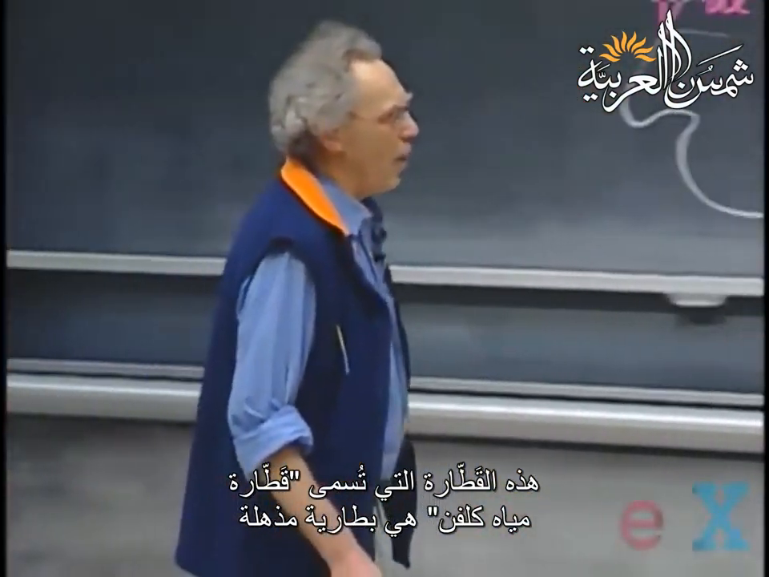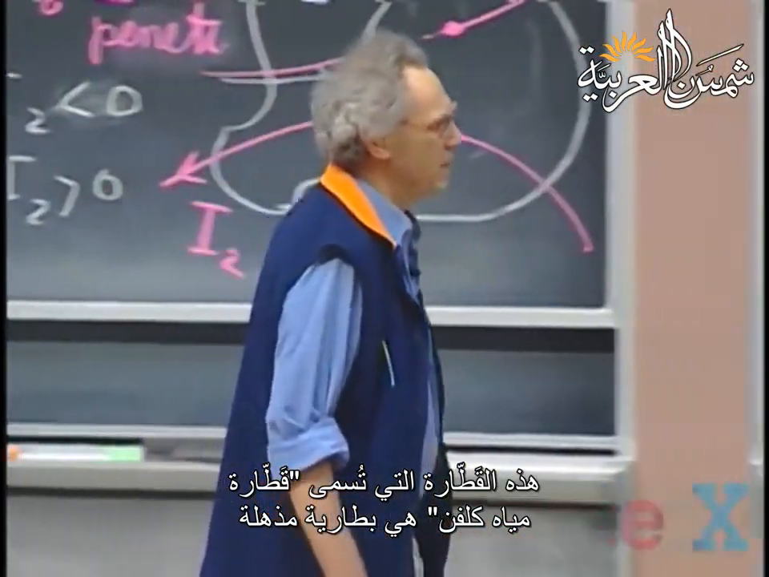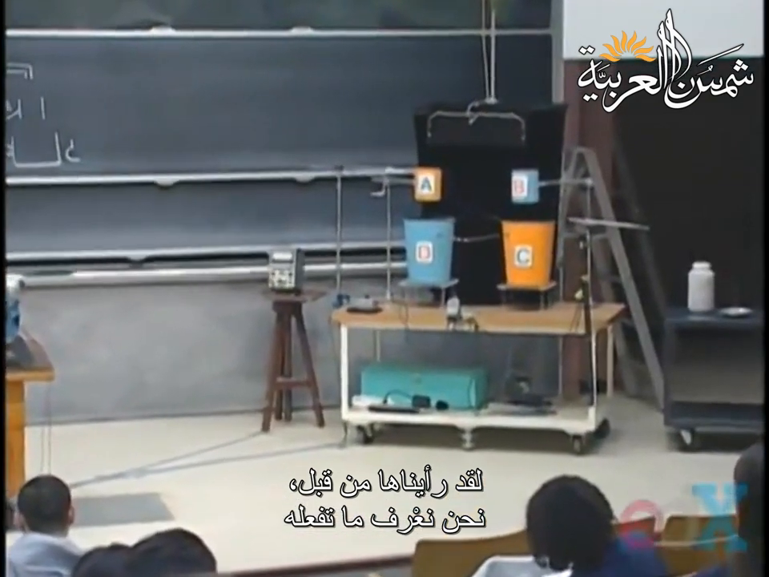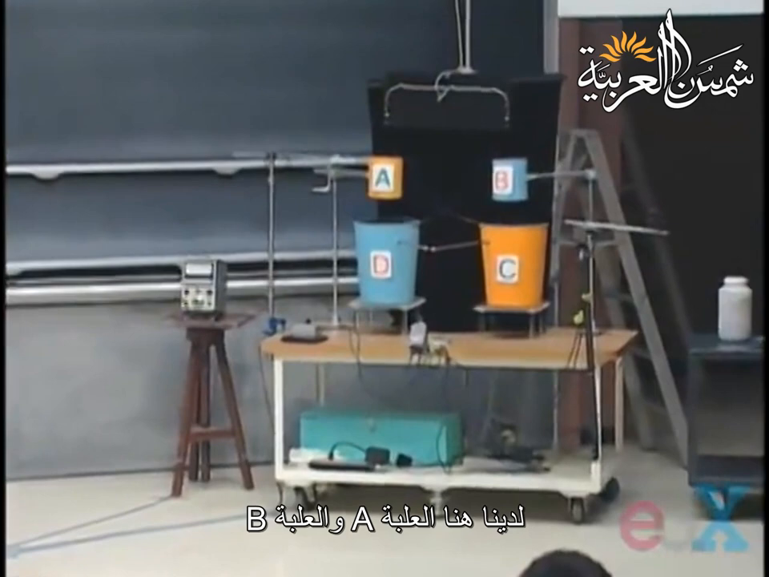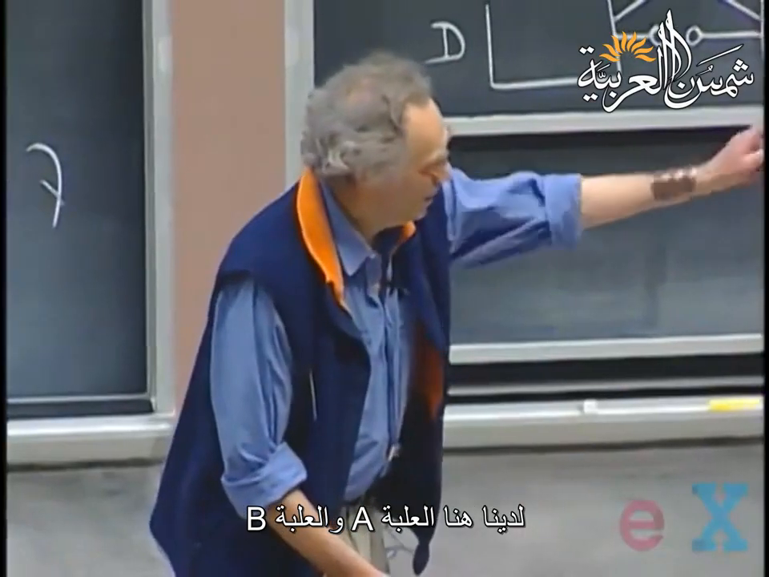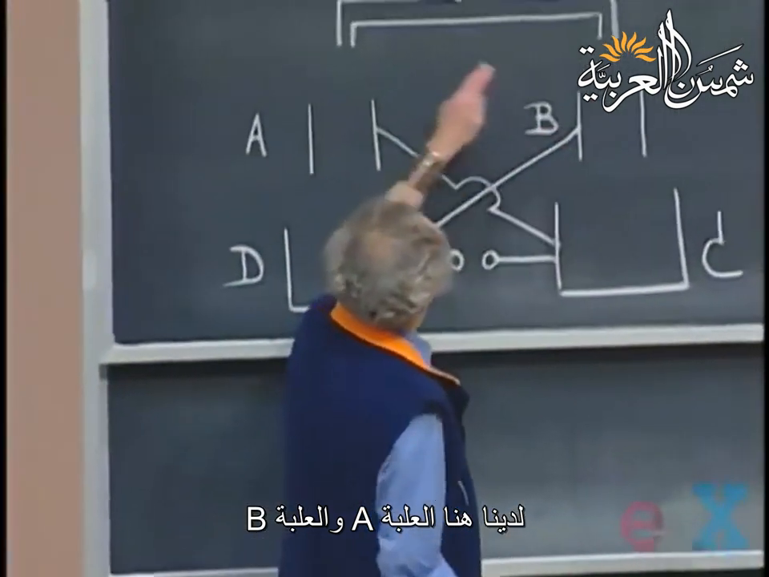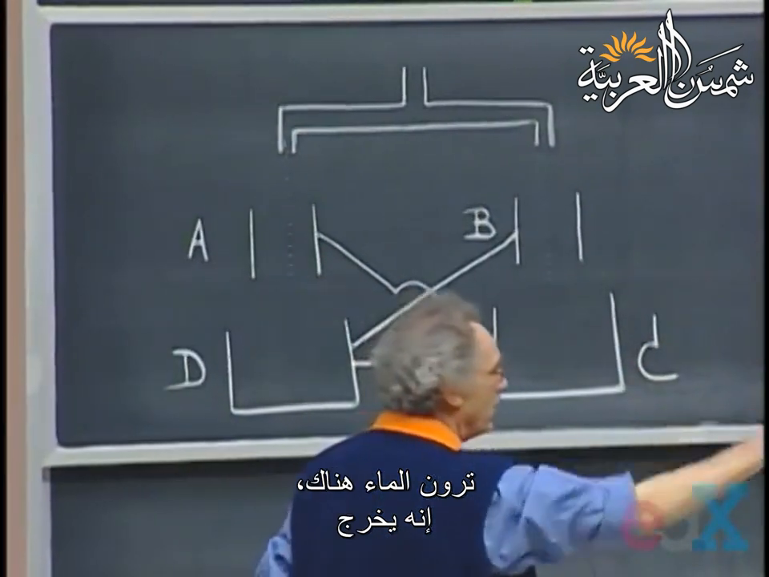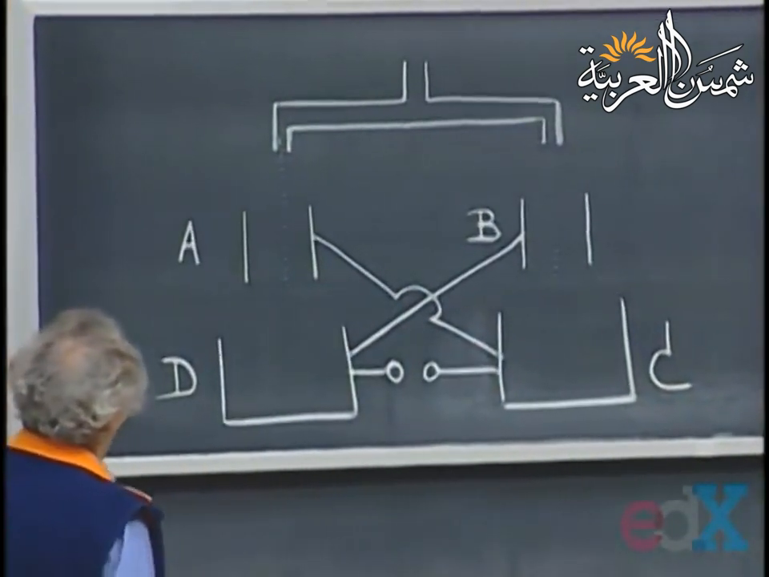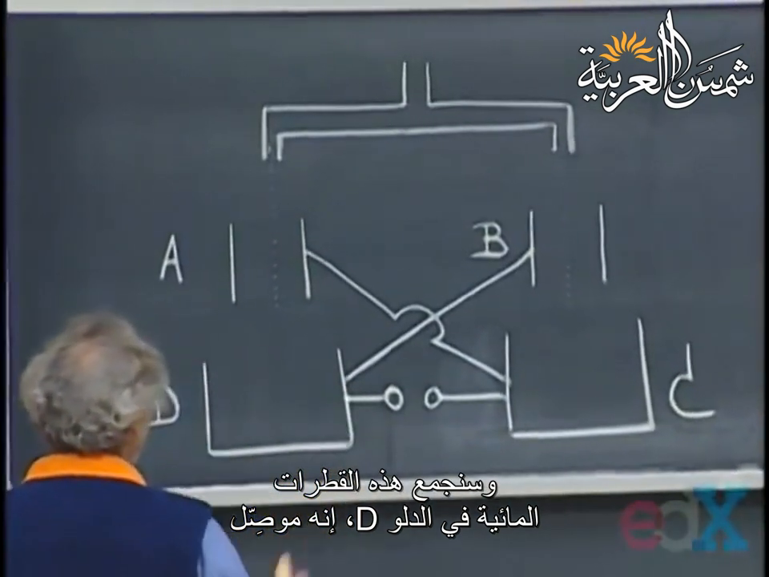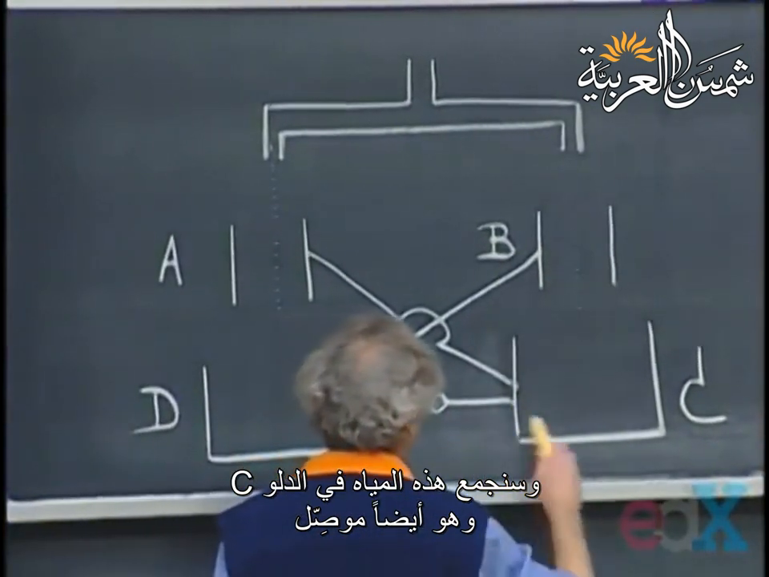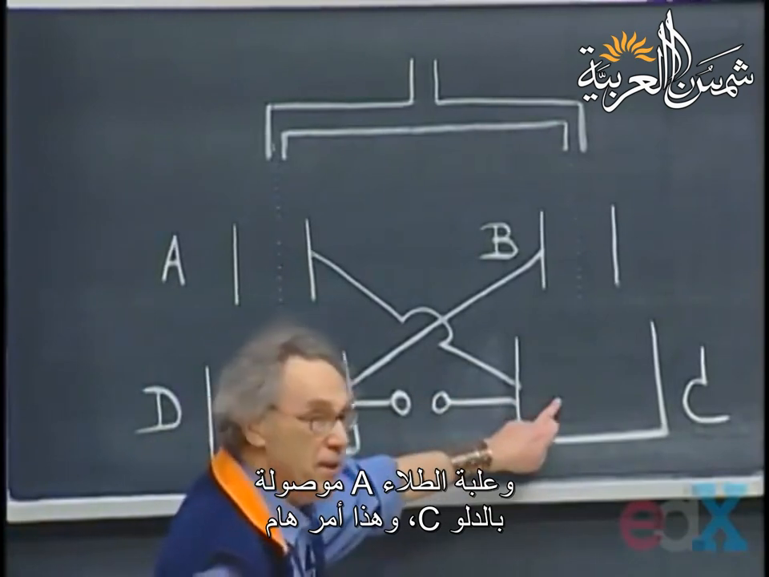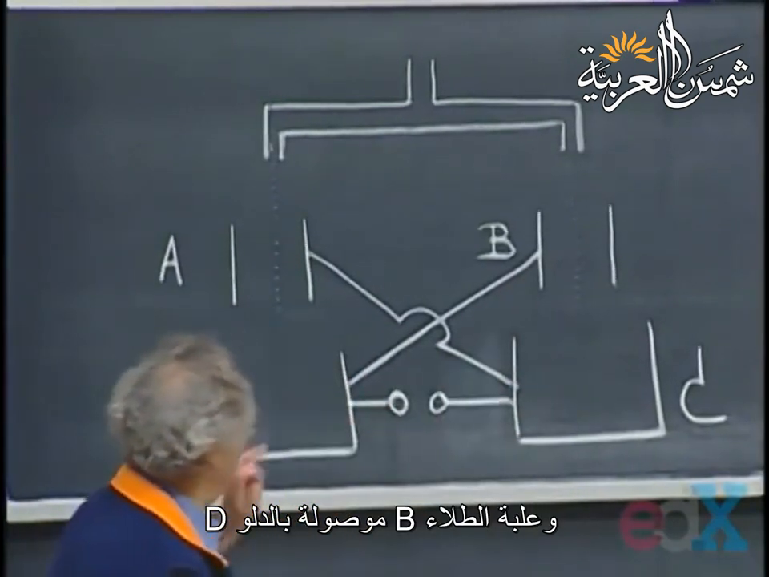That water dropper, called the Kelvin water dropper, is an amazing battery. We've seen it before. We know what it's doing, but I will go over that again. We have here buckets A and B. Water comes down from above. Water runs through. You see the water there, runs out. And we collect these water drops here in bucket D, it's a conductor, and this water is collected in bucket C, is also a conductor. And the paint can A is connected to C, that's crucial, and the paint can B is connected with D.